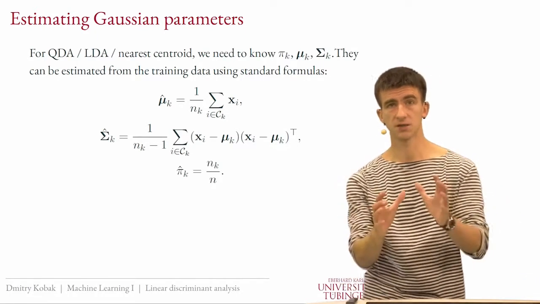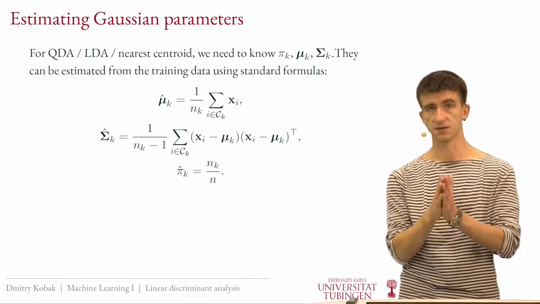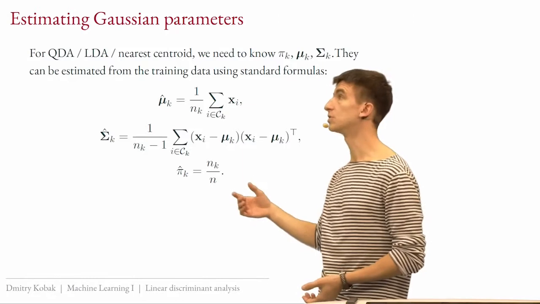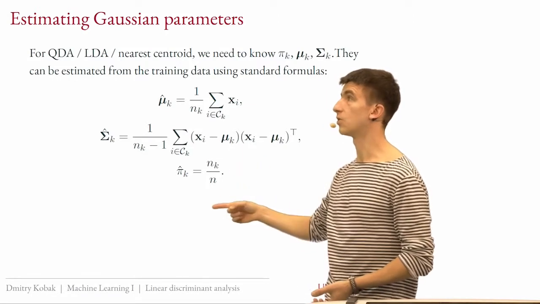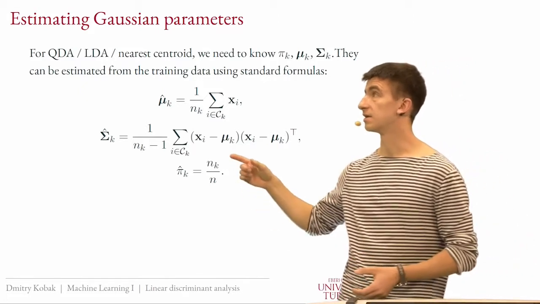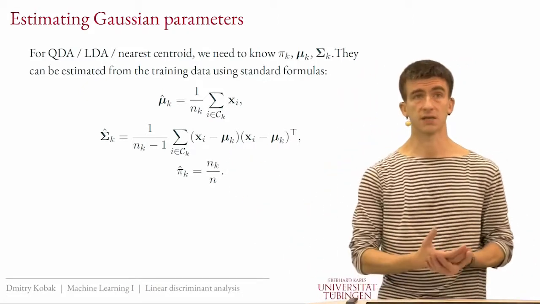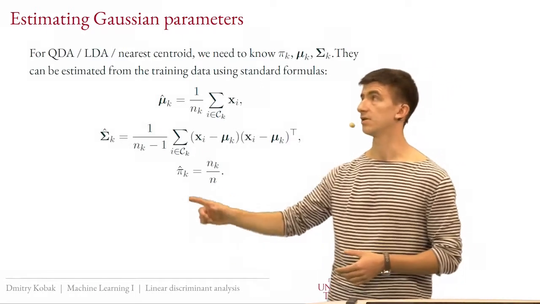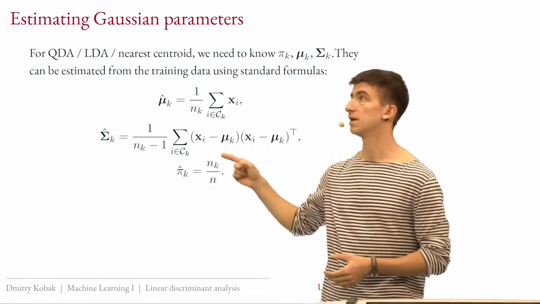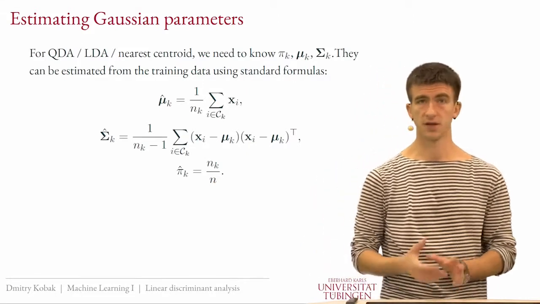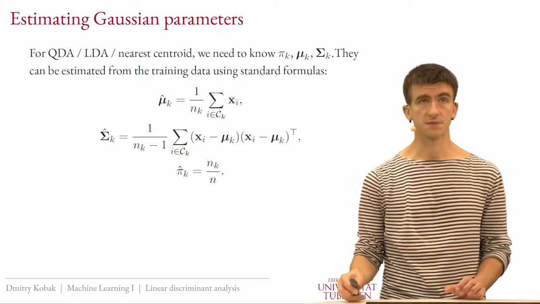There's one ingredient still missing, and this is the prior, but this is in fact the simplest thing to compute. If there are two classes and you know that together your training set has maybe 1,000 points, and let's say 600 of them are from class one and 400 are from class two, then you just estimate the prior of class one as 0.6 and the prior for class two is 0.4. It's as easy as that.